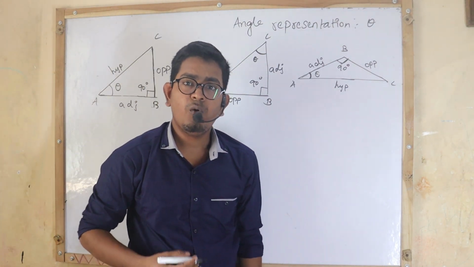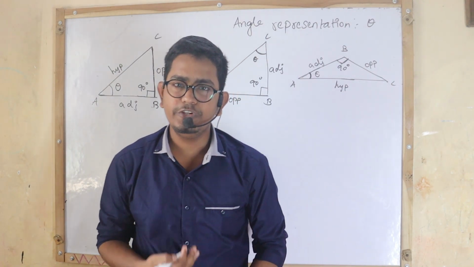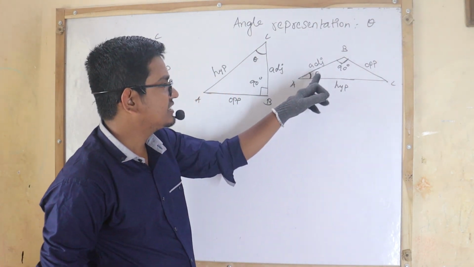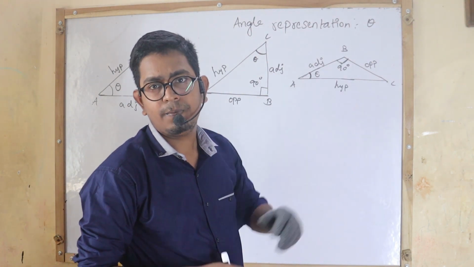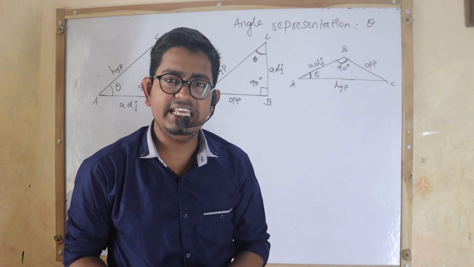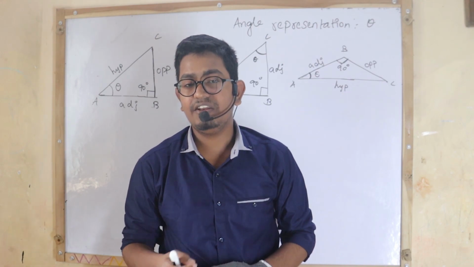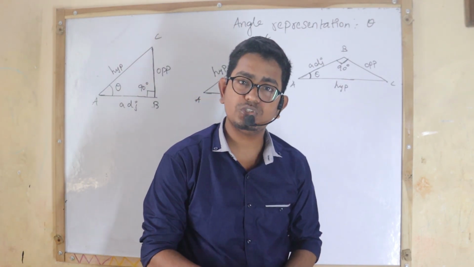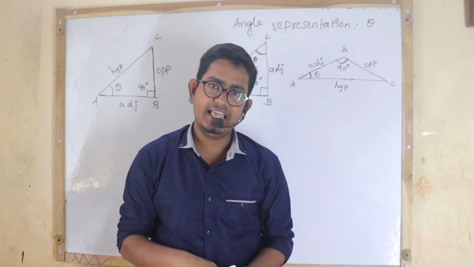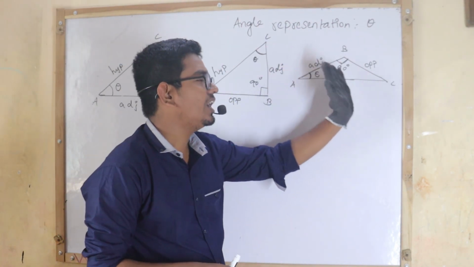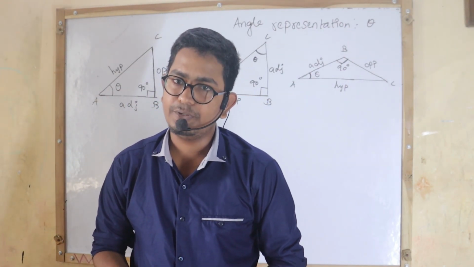So whatever it may be, however complex the triangles may be, once we know where is the theta and where is the 90 degree angle, we can easily conclude where will be our hypotenuse, where will be our opposite, and where will be our adjacent. So it depends upon the angle they are asking. Now it would have been clear how to mark the opposite side, how to mark the adjacent side, and how to mark the hypotenuse side.